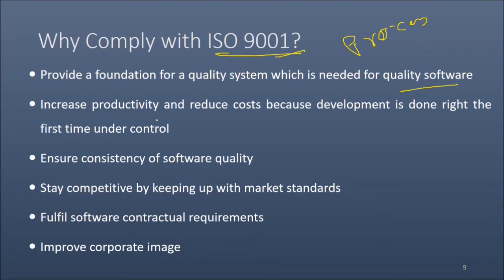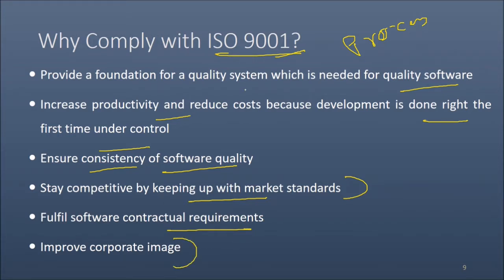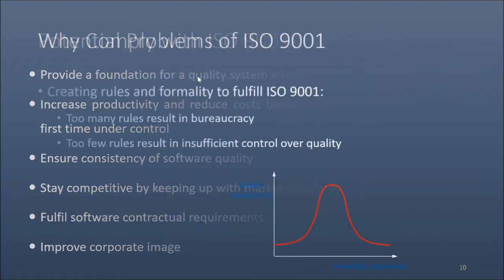So it increases productivity and reduces cost because development is done right the first time under control. It ensures the consistency of the software quality, and it helps you stay competitive by keeping up with market standards. It fulfills software contractual requirements and improves corporate image. If you say that you are ISO 9001:2000 certified, people will assume that you follow certain procedures, and that the processes are as per the ISO 9001 laid down rules.